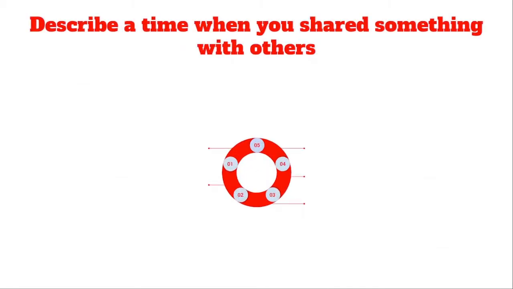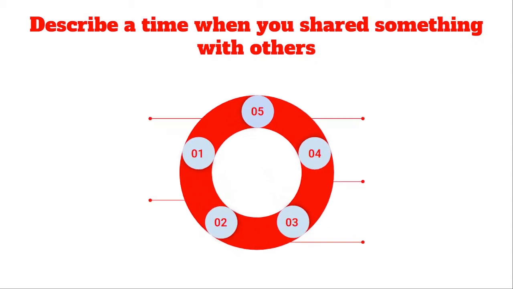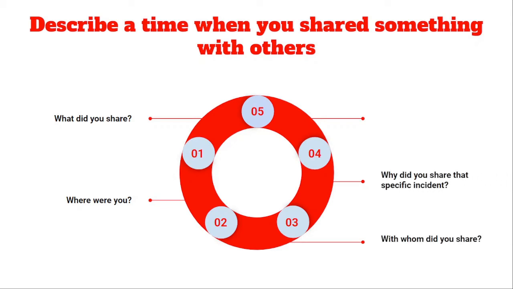The next topic is describe a time when you shared something with others. Let us see the hint questions. What did you share? Where were you? With whom did you share? Why did you share that specific incident? And how did you feel after sharing? Let us see how we can answer this question in a way to score maximum band score.